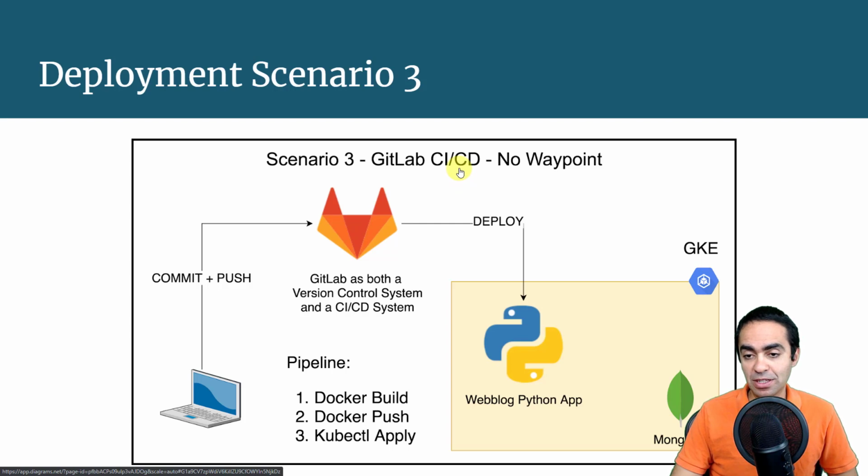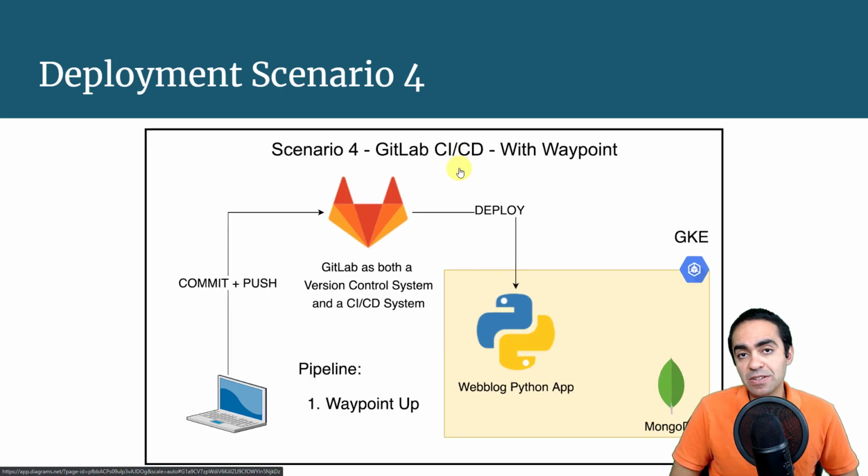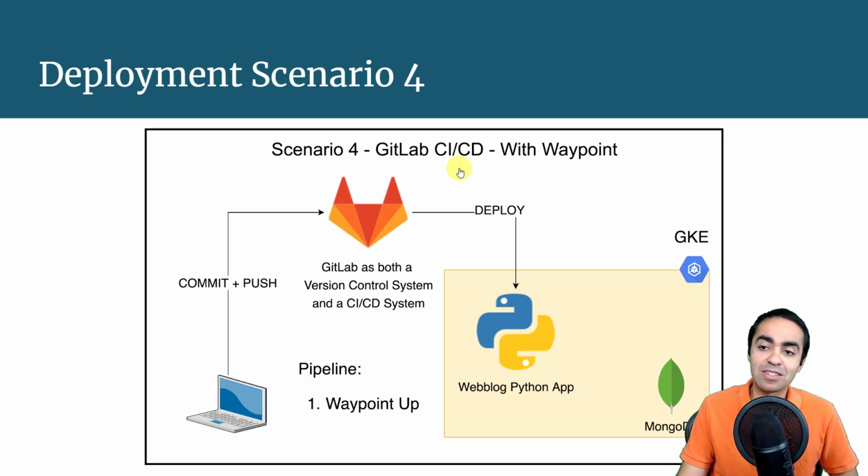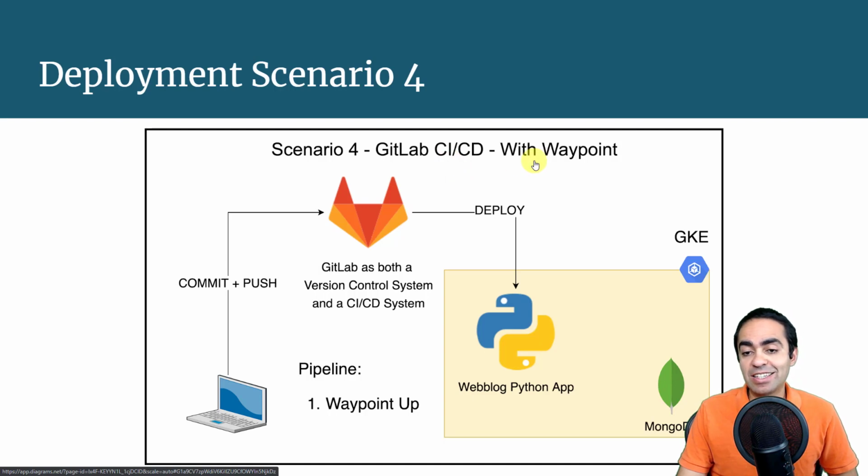All right, so scenario 4, this deployment scenario is the optimal one in my opinion, because now it incorporates both CI/CD with Waypoint. And here you have the dev machine once again. All you need to do is commit and push. GitLab, and the GitLab runner itself will run Waypoint up for you, and then that will take care of the deployment. So now if you're running tests, for example, with a continuous integration piece with GitLab, that will all be taken care of in an automated fashion.